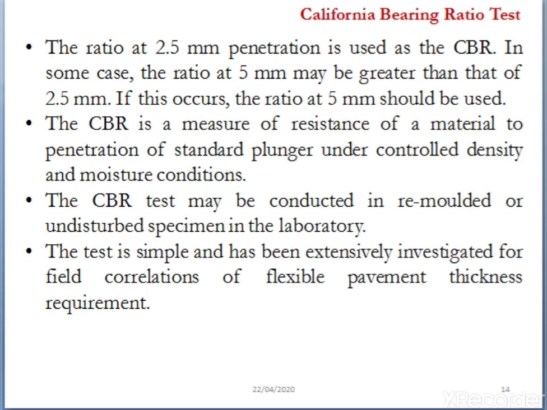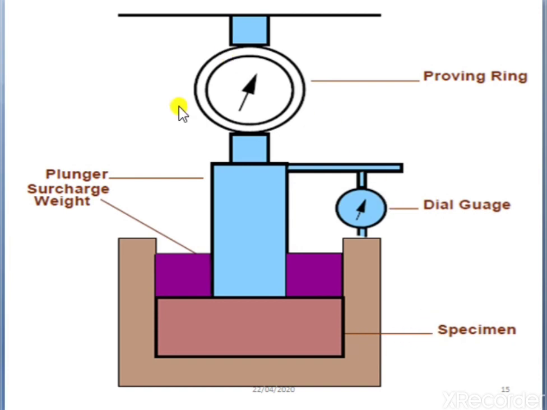So using the values obtained from the CBR test, we can decide the thickness requirement for the flexible pavement. In this picture you can see the setup for the CBR test. This is a specimen, and above the specimen we have a surcharge weight, and this is a plunger of diameter 50 millimeter. This is a dial gauge. This is a proving ring. So the load is applied on the soil and readings are obtained in this proving ring.